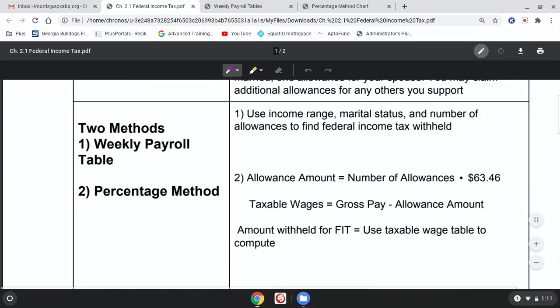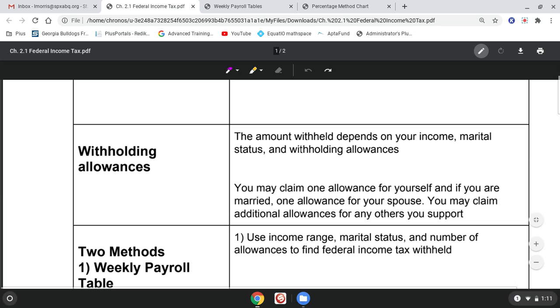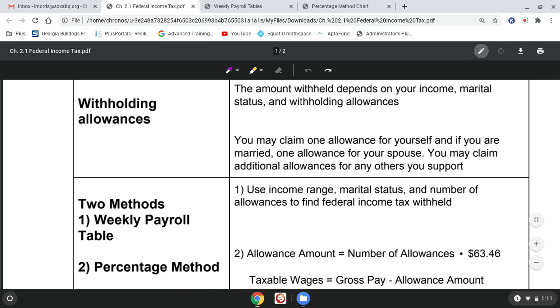because there's two different methods of doing this. One is just using the weekly payroll table, and then one's using the percentage method. So we'll do both of those, but I'll send you both of those tables, or they'll be attached with this homework. So then your withholding allowances, it depends on your income, your marital status, and your withholding allowance. That's the amount that's withheld, depends on that. And you may claim yourself as an allowance, and then if you're married, you can claim your spouse, and you can claim additional allowance for others you support, like children or anything like that.